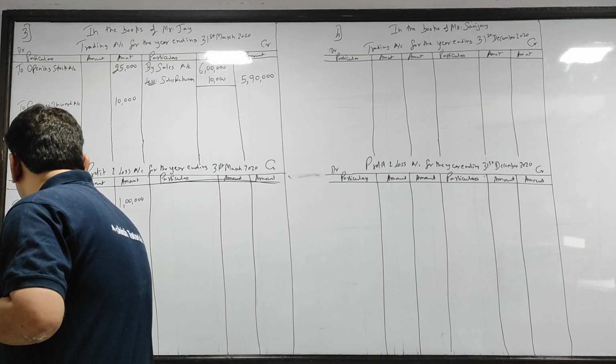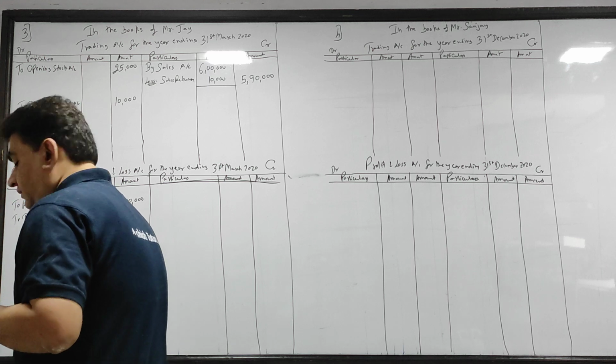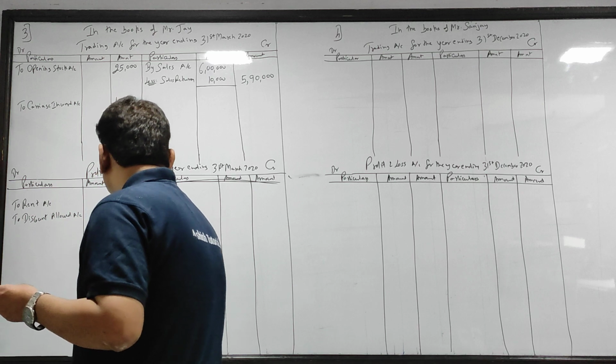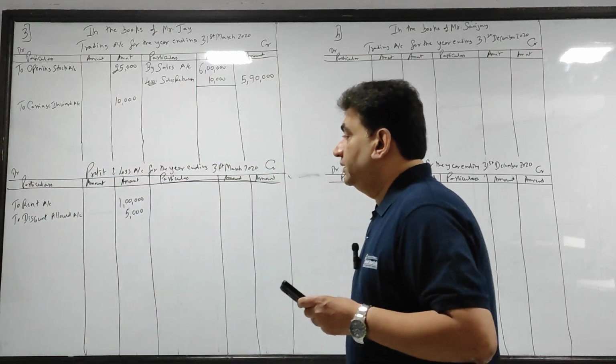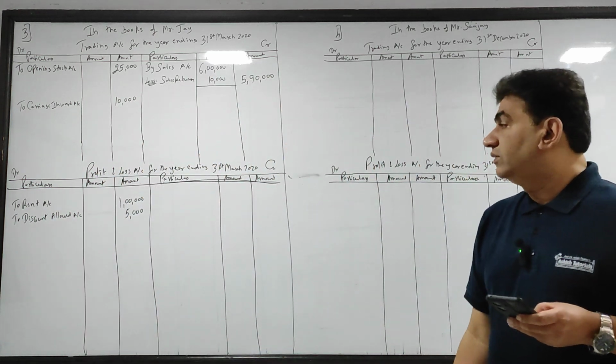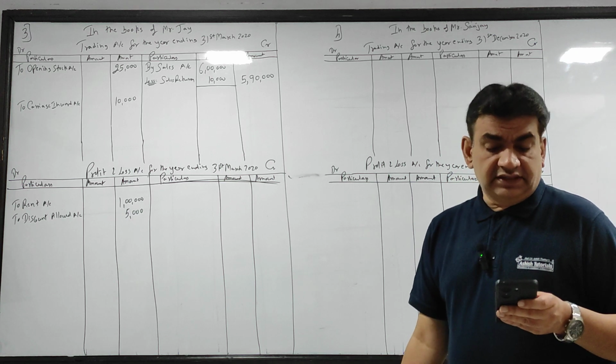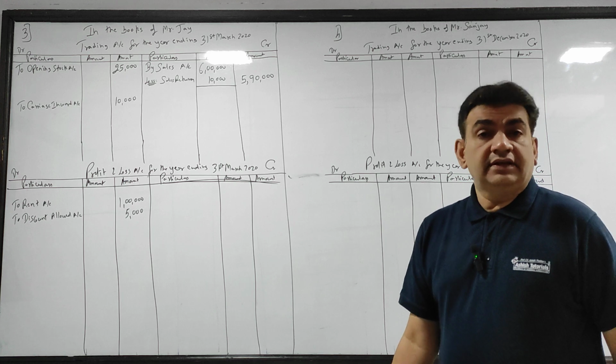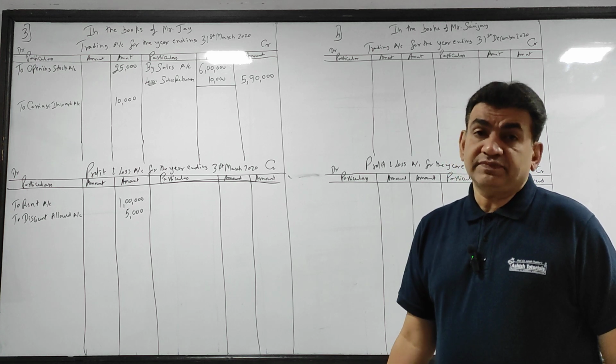Right there. To discount allowed, that is 5,000. Commission paid. Clearly given, paid means expense.